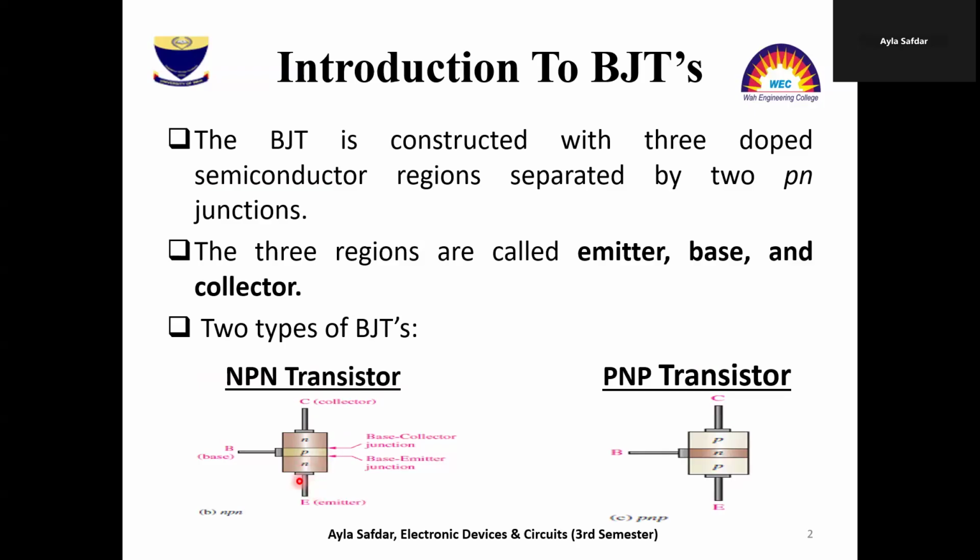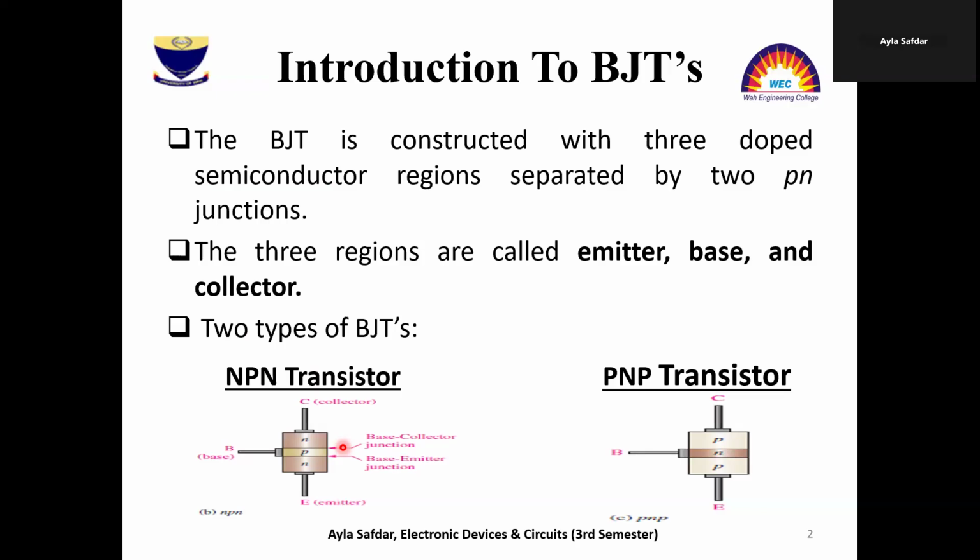So the NPN basically has two junctions. This is the base terminal, the center one, this is the collector region, and this is the emitter terminal. So we have two PN junctions. One is between the base and the emitter, known as the base emitter junction, shown over here. The other is the PN junction between the collector and the base, shown here, the base collector junction.